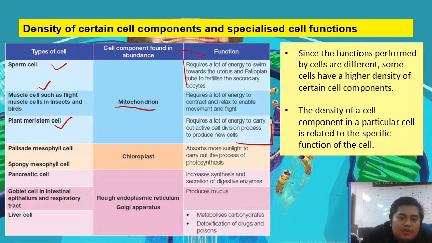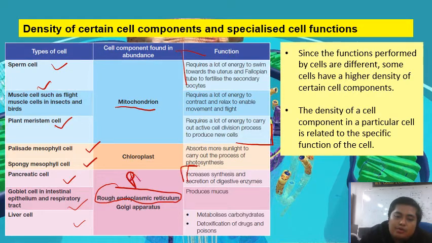As for chloroplast, boleh jumpa dekat palisade mesophyll dengan spongy mesophyll. Fungsi dia adalah untuk absorb more sunlight. So rough ER and Golgi apparatus boleh jumpa banyak dekat pancreatic cell, goblet cell dengan liver cell. Kenapa? Sebab dia nak menghasilkan ataupun dia akan buat penghasilan sesuatu bahan. Ingat tak? Rough ER dia hantar apa? Dia hantar protein. So mestilah melibatkan dengan protein synthesis.